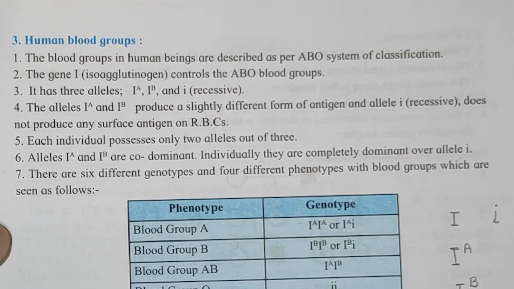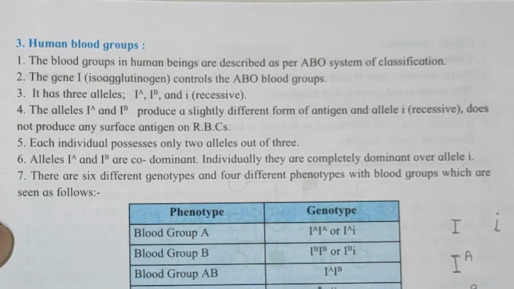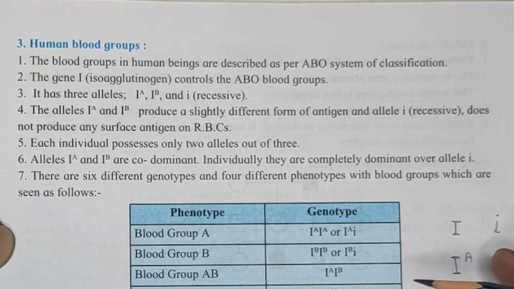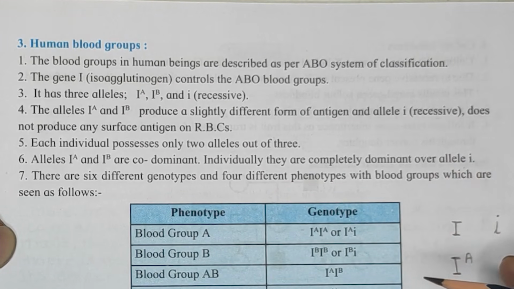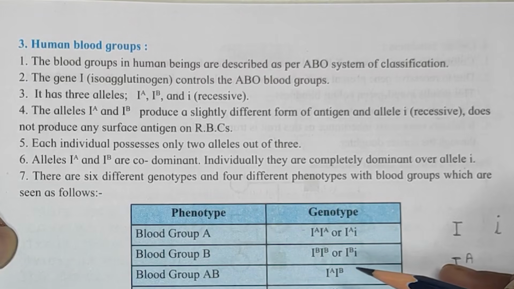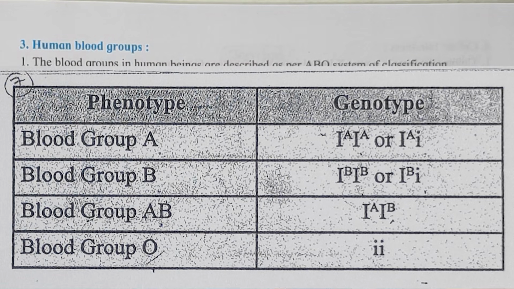Now we'll go to the next, that is about the human blood groups. Human blood group is about codominance. It is of the multiple alleles. About the blood group in human beings, we know that blood groups are of 4 types: blood group A, blood group B, blood group AB, and O, which is of the multiple type.